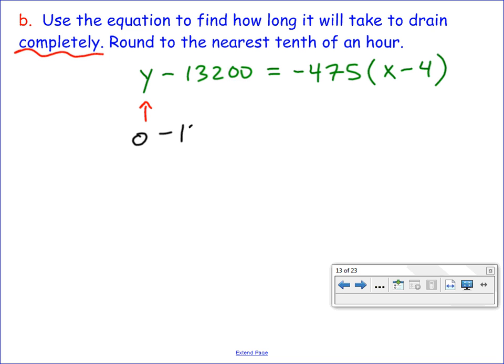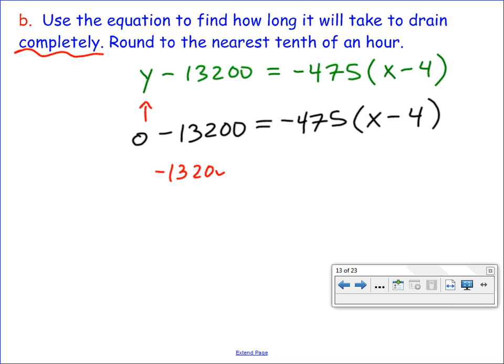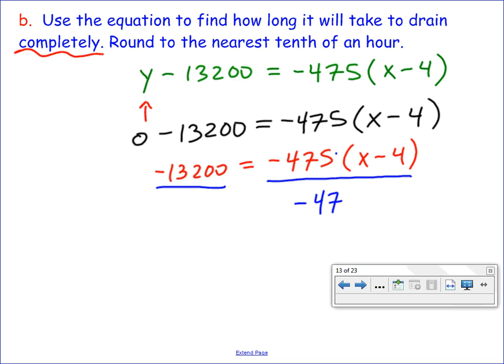solve for x. So rewrite your entire equation, except everywhere you see a y, don't put y, put 0, because we want to know how many x hours it took to drain completely, to have the gallons equal 0. And now we'll solve. I get negative 13,200 equals, I'm not going to distribute, because I want to solve for x. I'm actually going to undo that multiplication. I'm going to divide both sides first so that I can get that quantity x minus 4 alone on one side, since I'm just trying to solve for x now.